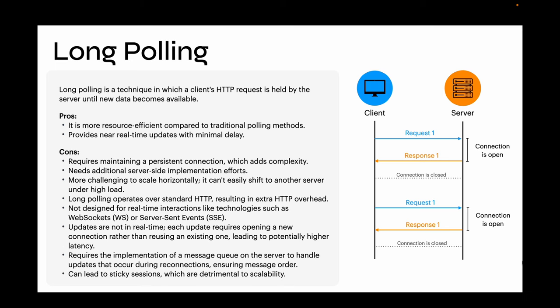Long polling requires a persistent connection, adding complexity. Most infrastructure is configured for short-lived connections, so some proxy servers or other elements might unexpectedly interrupt the connection. Additional work is needed on the backend side. Horizontal scaling becomes more challenging. For instance, if a client-server connection is established and the load balancer later decides to distribute the load to new servers, moving a long polling connection from one server to another isn't straightforward. This process involves several complications.